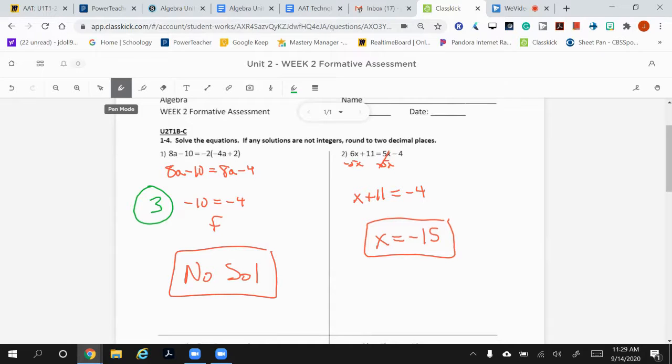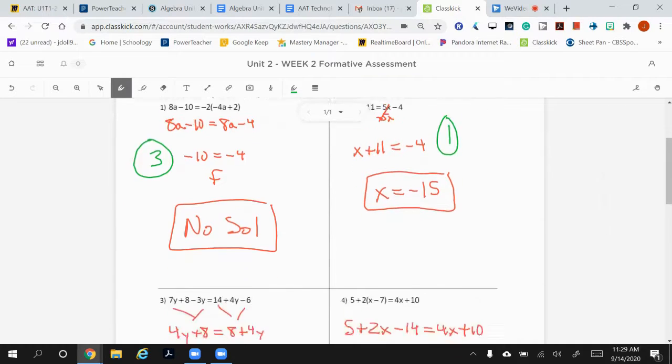For a 2, let's just say I didn't get the right answer. Let's say I didn't get the right answer and I was a little confused on it. I know I understand a little bit of the problem, but I'm still not understanding everything. I'm going to give myself a 1. I'm kind of 50-50. I'll get some credit in a test, but I'm certainly not going to get it right.